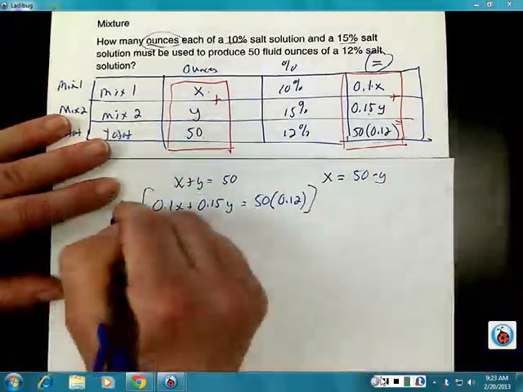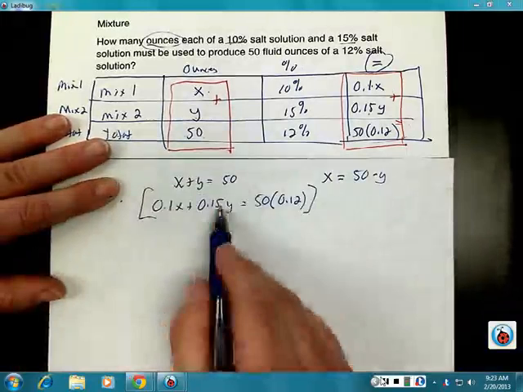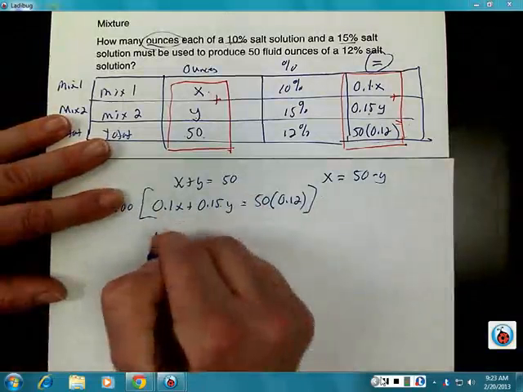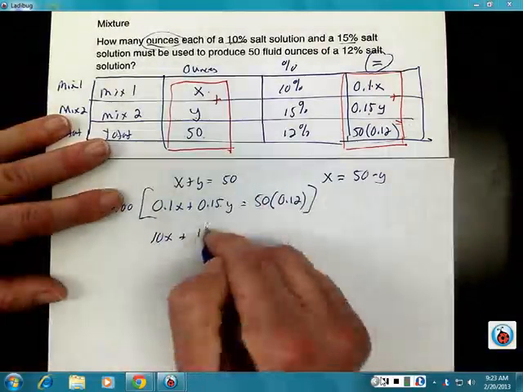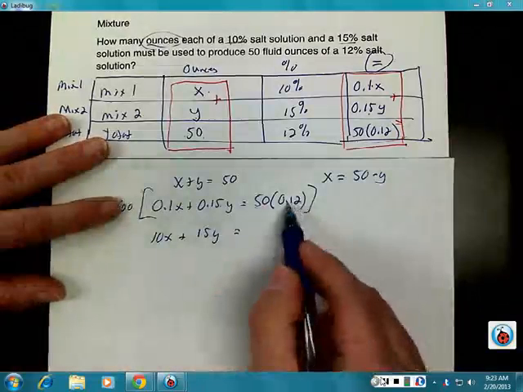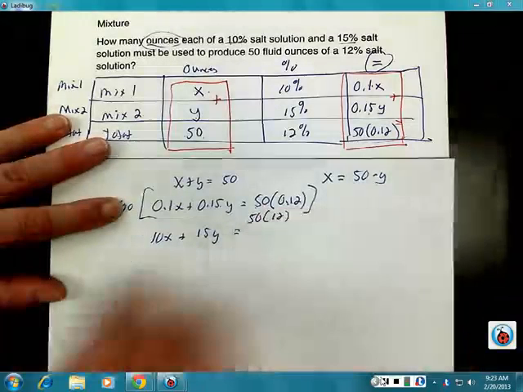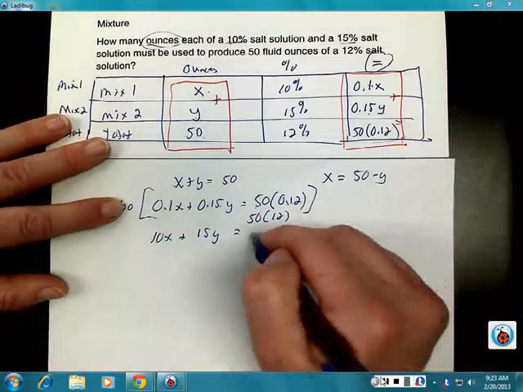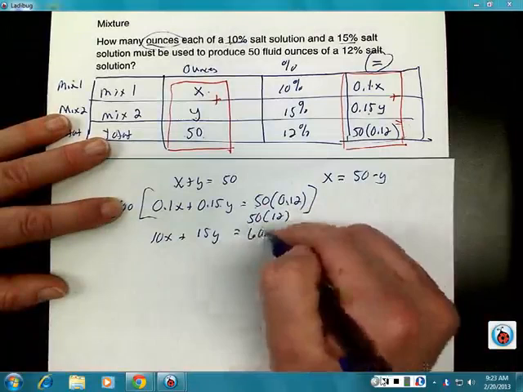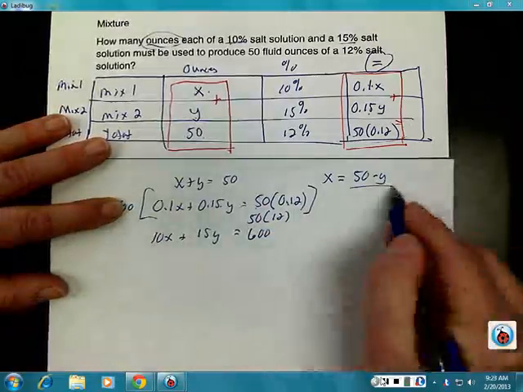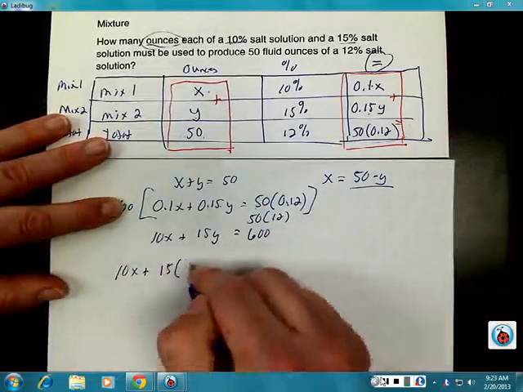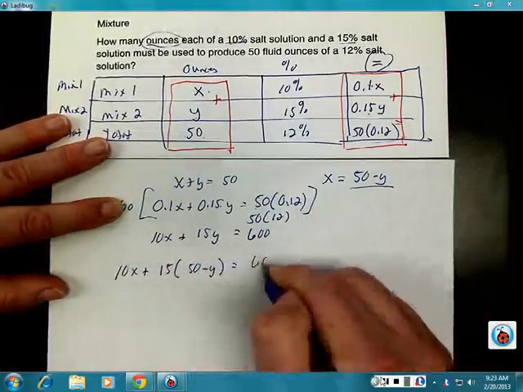Clear out my decimals, so I'm going to multiply by 100. So that's going to give me 10x plus 15y is equal to 50 times 12. And what's 50 times 12? 600? 600? Yeah. Okay. Trusting you guys. Plug this guy in where y is at. So 10x plus 15 times 50 minus y is equal to 600.